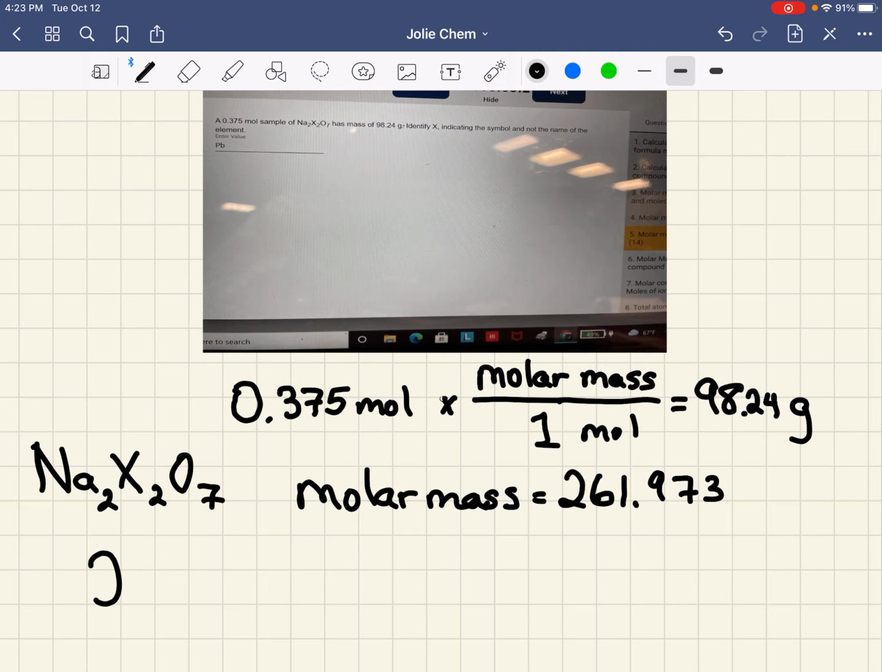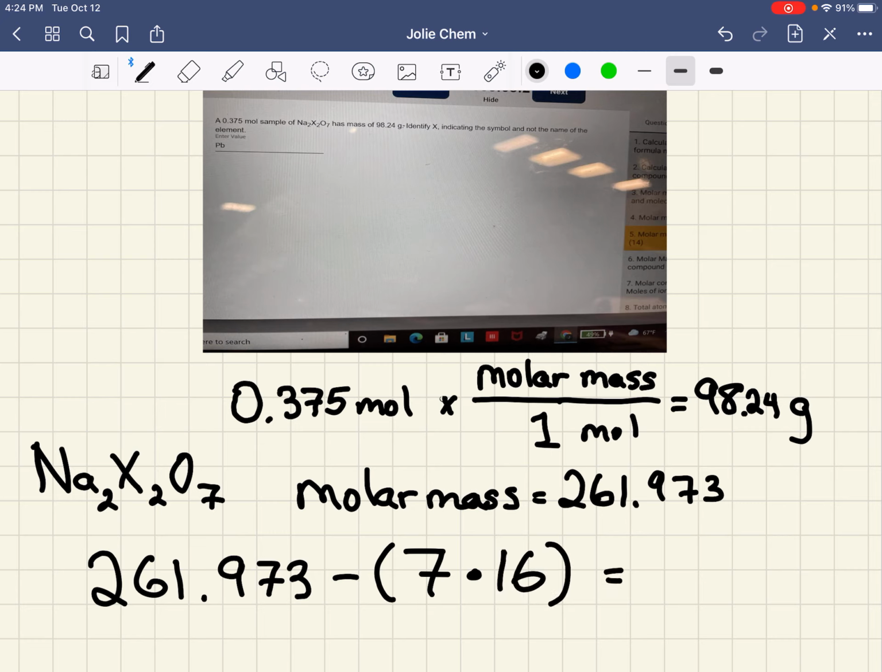So what I would do is 261.973 minus, what can I subtract out of here that's going to leave me with the X? That's going to help me find what element X is, because I can look on the periodic table and see which one has the corresponding mass. So what I would do first is, I know that we have 7 oxygens, so 7 times, what's the mass of oxygen? It's about 16.